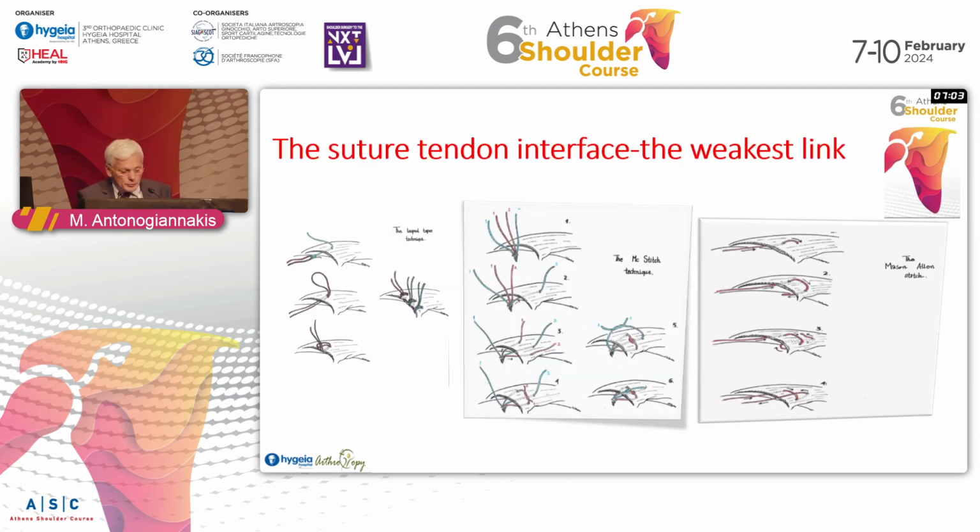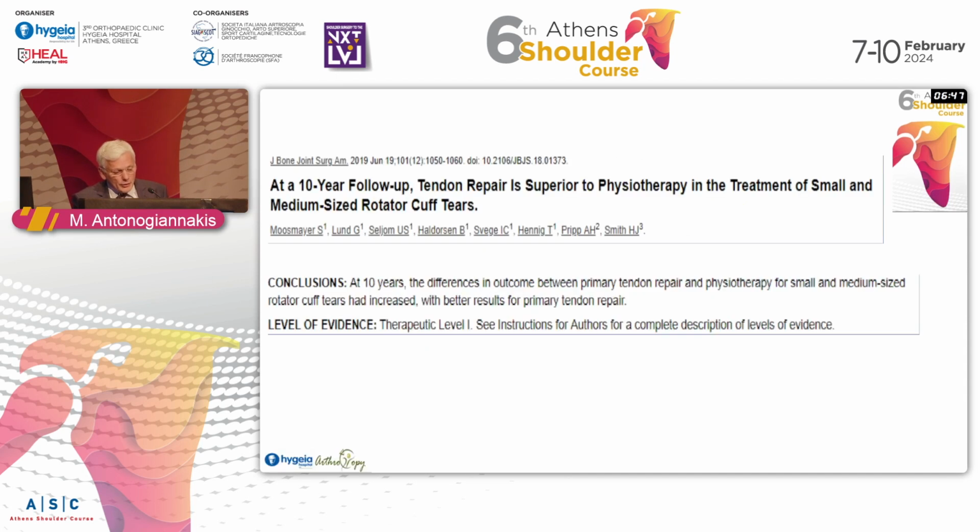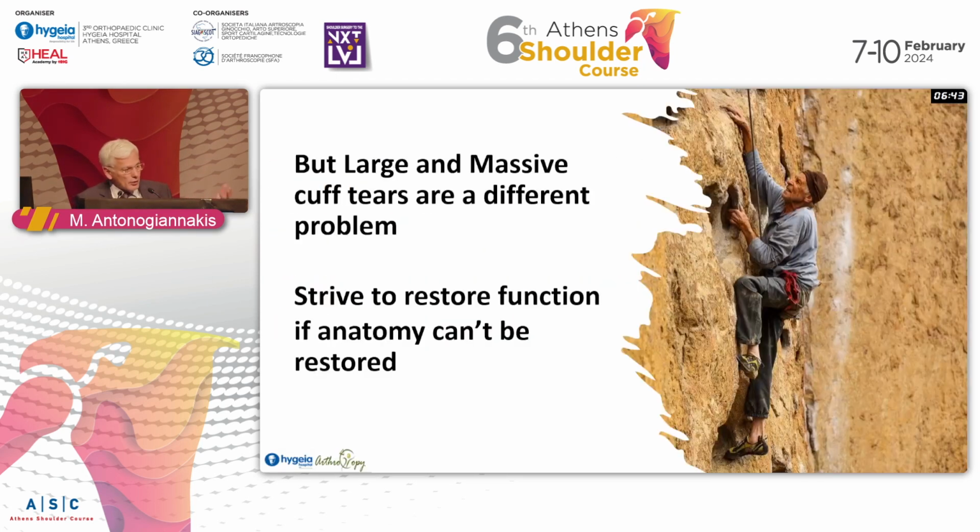And there are now so many configurations that you can use. It's a matter of fantasy and technology. And of course, the types of repair using single row, double row, transosseous repair. All these are ways to repair, and there are now many papers saying that repaired tendons of medium-sized tear work better and have a better function sustained in time.